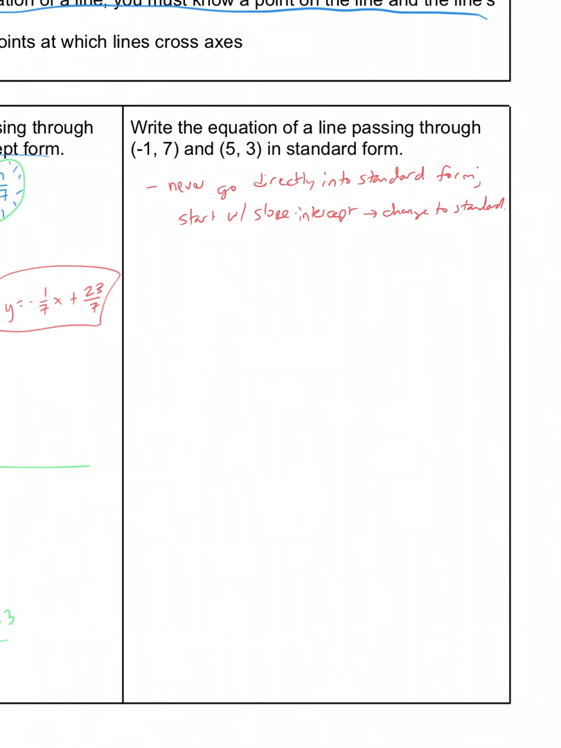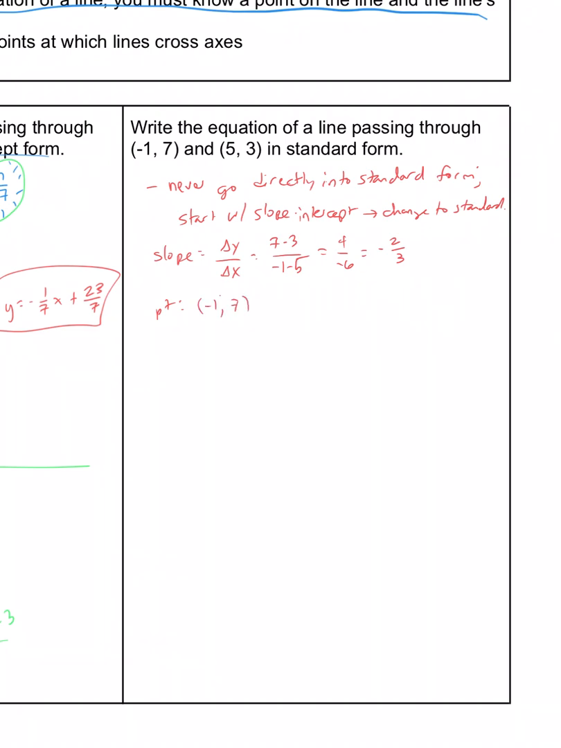All right, so again, always need a point and a slope. So first thing I'm going to do is find my slope, change in y over change in x. I think that gives me 4 over -6, which is -2/3. My point could be either -1,7 or 5,3. I think I'll choose, let's choose the -1,7 this time.